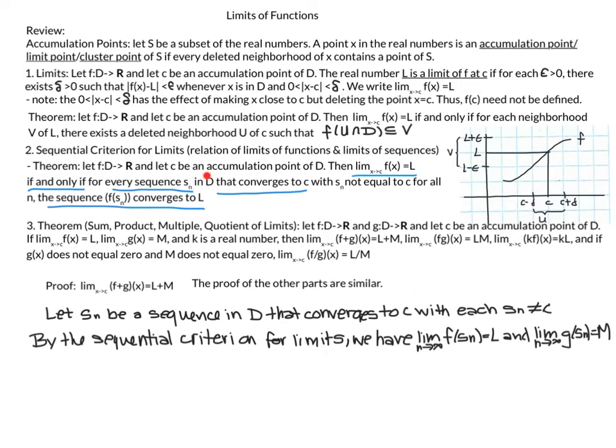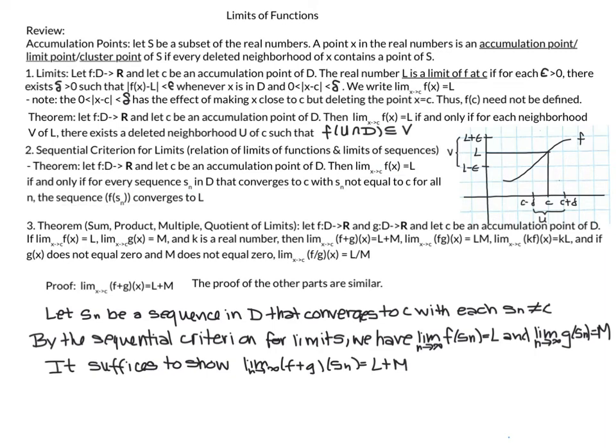Then by the sequential criterion for limits, that means the limit of f of Sn must equal L, and the limit of g of Sn must equal m. And again, using the sequential criterion for limits, if I want to prove that the limit of f plus g as x approaches c is equal to L plus m, that will be equivalent to proving that the limit of f plus g of Sn is equal to L plus m.